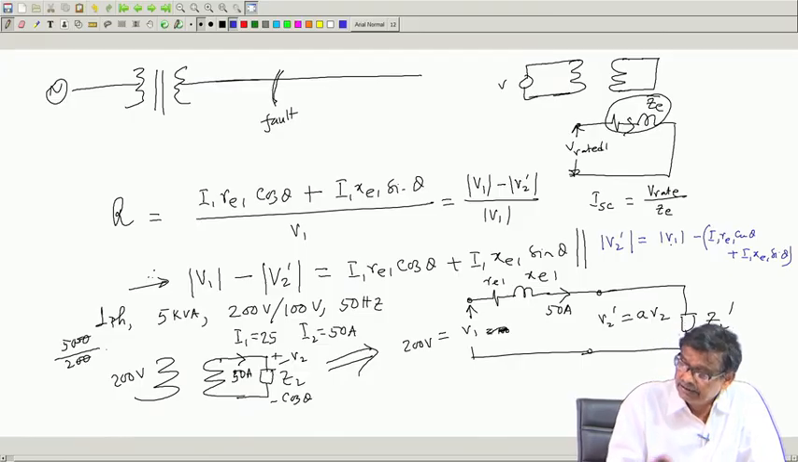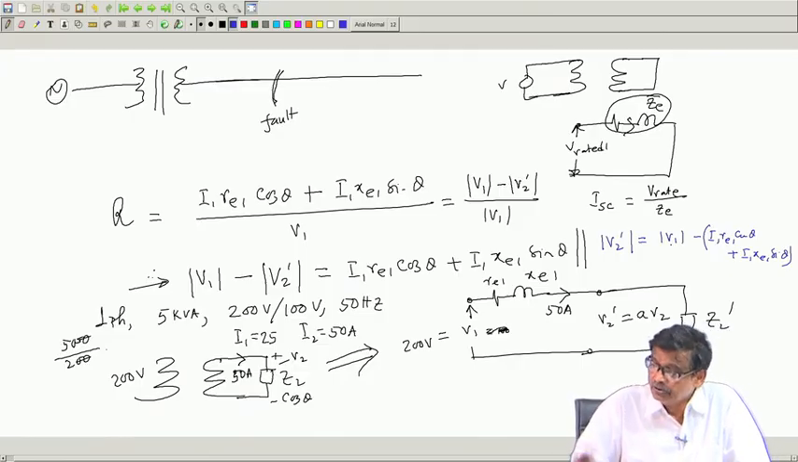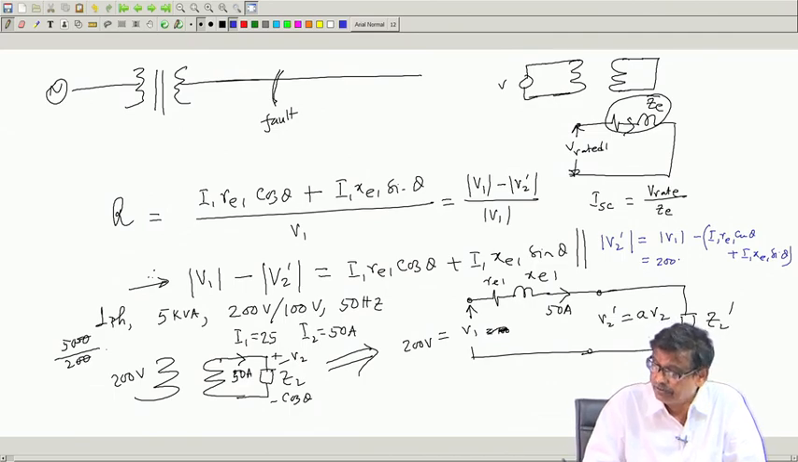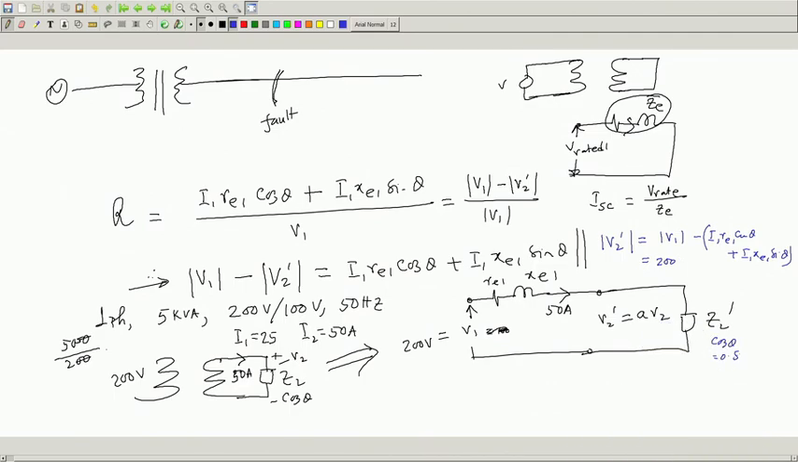Bring it to this side, you will get V 2 dashed. So, you will put all the values, that is V 1 is 200 volt, I 1 is 25 ampere, cos theta if it is known, say 0.8. I will put that and calculate by what amount this difference is. Maybe it will come out to be 5 volt.